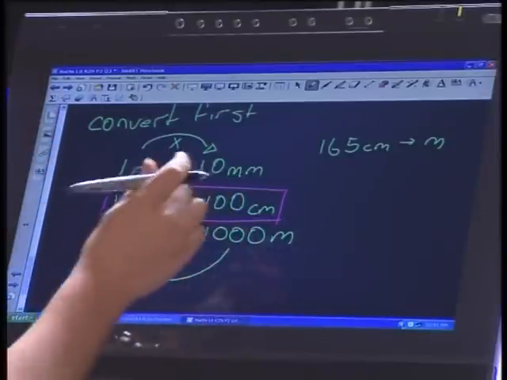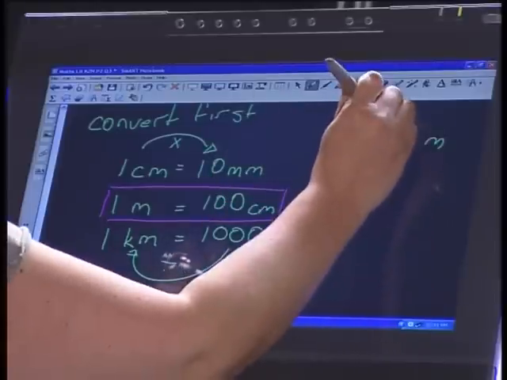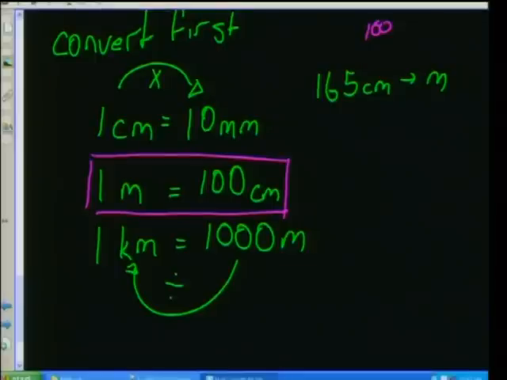So what do I need to do? I'm going to take 100. That's what I need to convert. But my question is, must I divide or must I multiply? Since it's centimeters to meters, I think you must divide. Perfect. I must divide by 100. So I see that that is 1.65 meters.